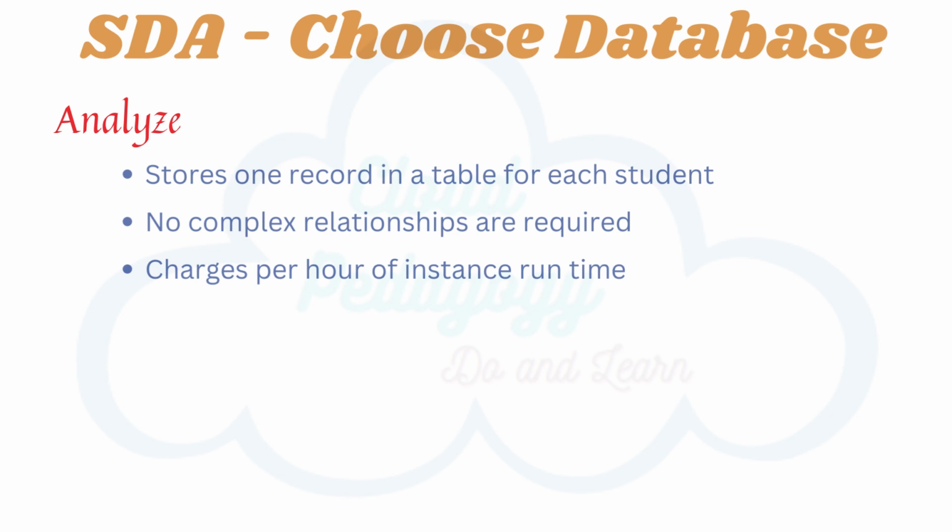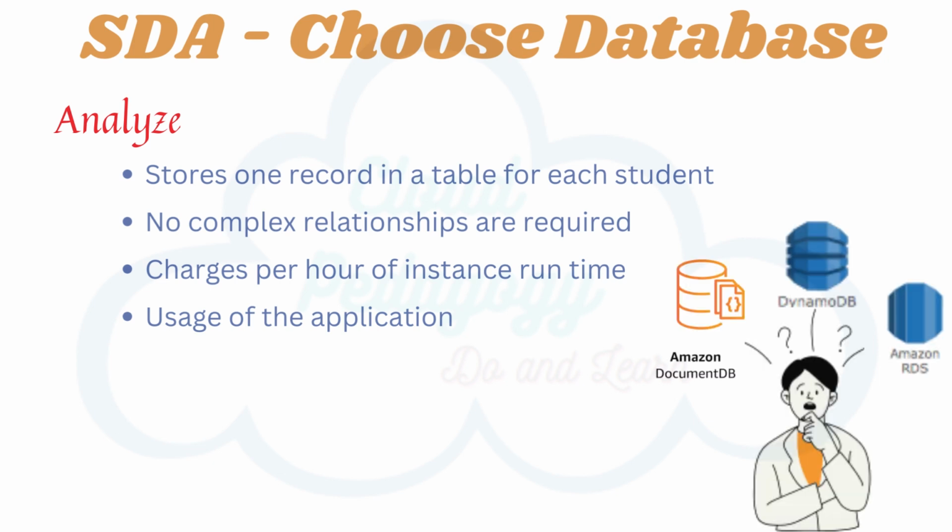On top of that, the RDS option we chose charges per hour of instance runtime. So we will get charged for the running instances regardless of whether we are using them or not. Our student directory application will have much higher usage during the week and no usage on the weekends. So is there any database that AWS offers that better fits our needs?